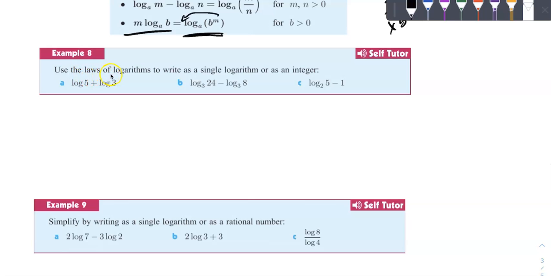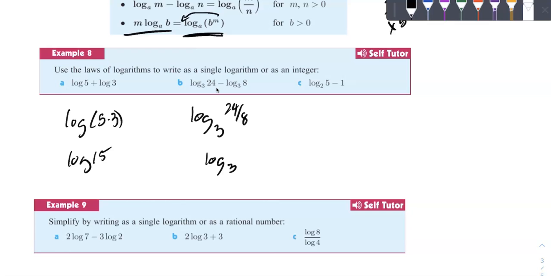Use the logarithm laws to write as a single log or integer. So we want to rewrite as a single log. Well, plus means multiply, so we're just going to write log of 5 times 30, which is log 150. Subtraction means division, so we're going to get log base 3 of 24 over 8, which is log base 3 of 3.